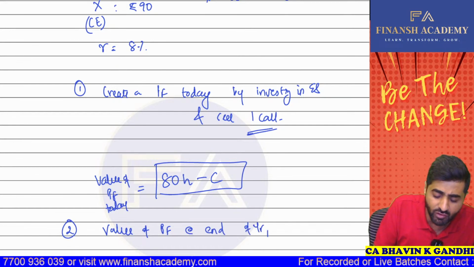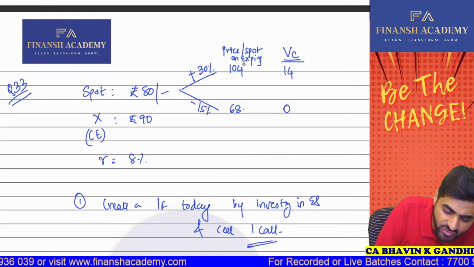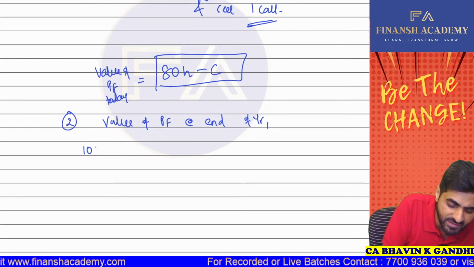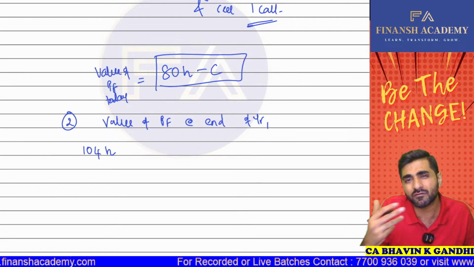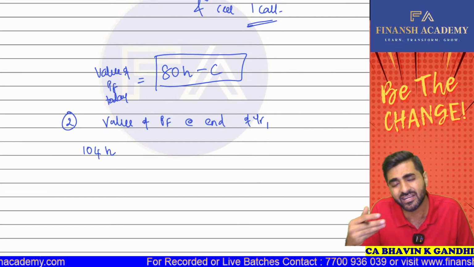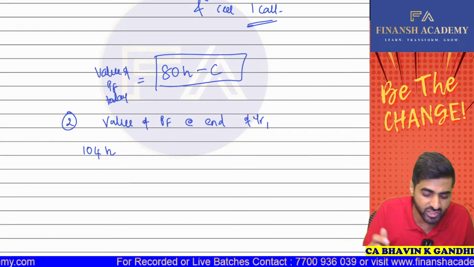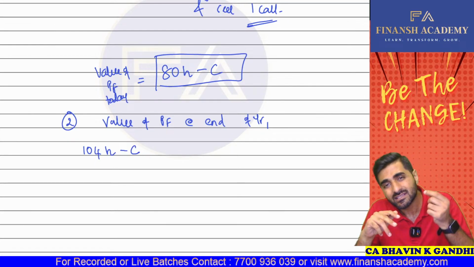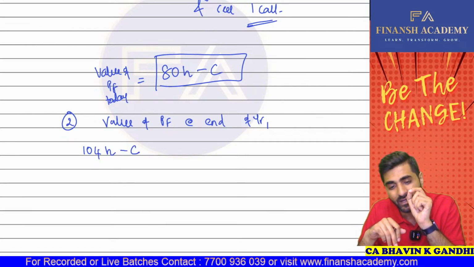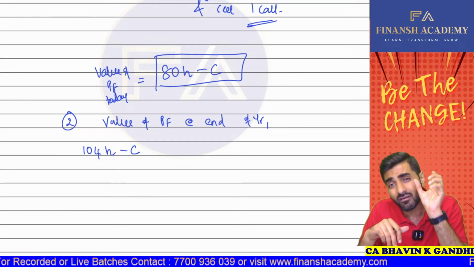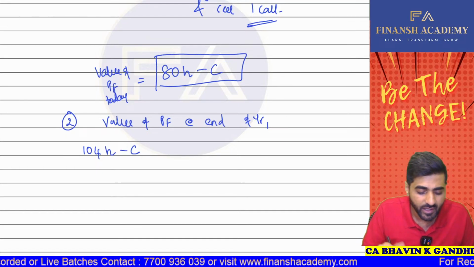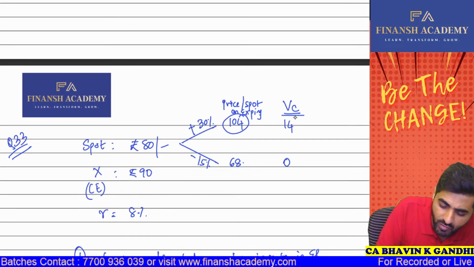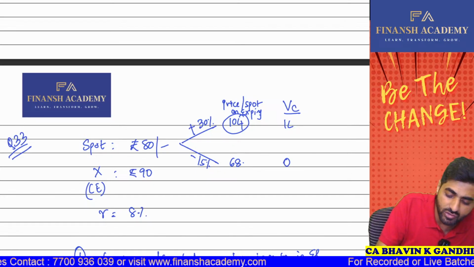Now, at the end of year one, can I say that the stock price is going to become 104? So in your first situation, it's going to be 104. Multiply that by the number of shares which I'm going to have in my portfolio. So I'm having H number of shares, so 104H. And of course, I'm selling one call also, so I'm going to receive some premium on the same. So 104H minus C. I already have the value of the call option at the end of year one, and that is nothing but 14.